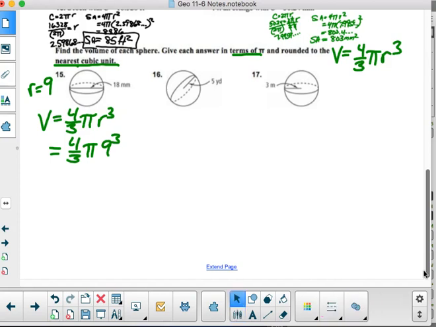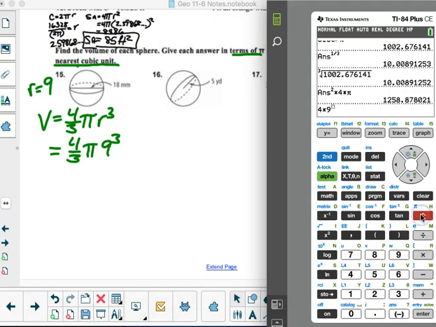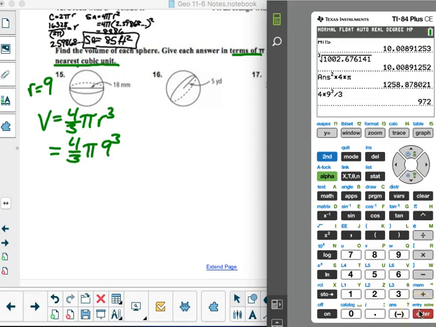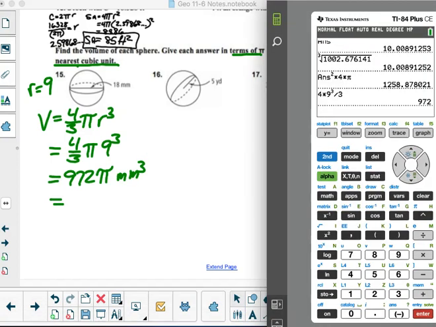Okay, now inside my calculator, I got 4 times 9 cubed. Okay, and that's going to be divided by 3. Now, this will give me 972 pi. That's 972 pi, and this is millimeters cubed. Now, I'm going to finish this out and multiply that by pi.